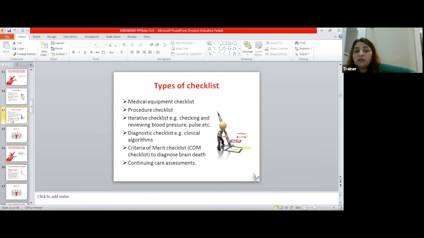All right. Medical equipment checklist. For example, your emergency trolley, which is everybody's responsibility to look after. There's a trolley called the emergency trolley, which is the first thing you pick when there is a code blue. Code blue is a medical emergency. So you have to bring your medical emergency trolley to that particular room where there's a code blue.